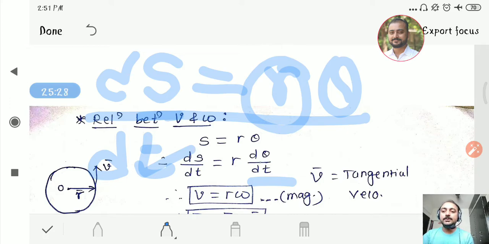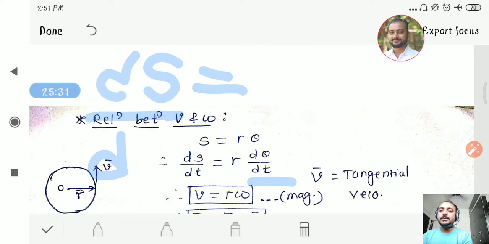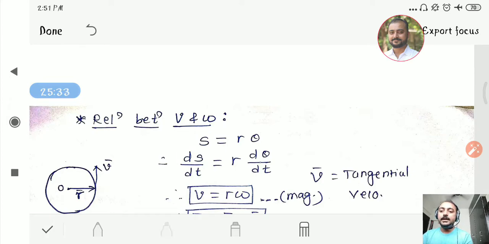So in that case, as you take the derivatives of this term, ds divided by dt is nothing but the rate of change of linear displacement per unit time, which is the linear velocity v, while r is constant, and the rate of change of angular displacement, that is d theta by dt, is your omega. Okay, so in this manner, we can say this is the relation between v and omega. This is a famous relation in the previous syllabus.